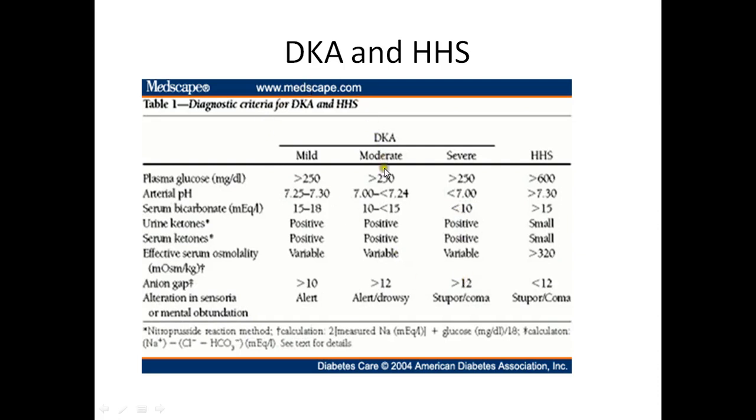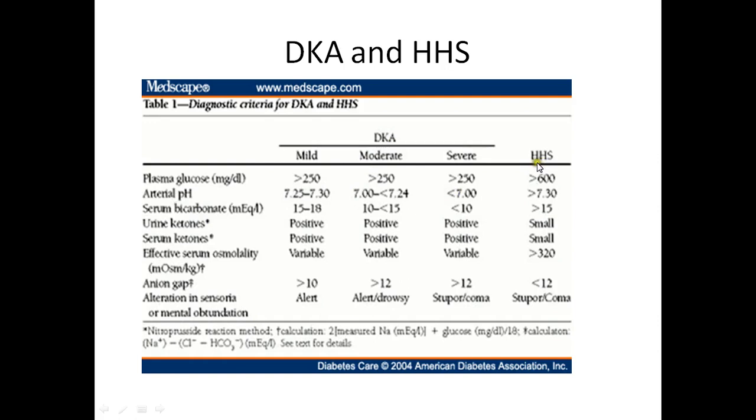So in DKA, the important things we can see here are that there's diabetes, the sugars are raised, and there are ketones. K is for ketoacidosis, so ketones are positive, and A is for acidosis, so you see the arterial pH showing acidosis in these patients.